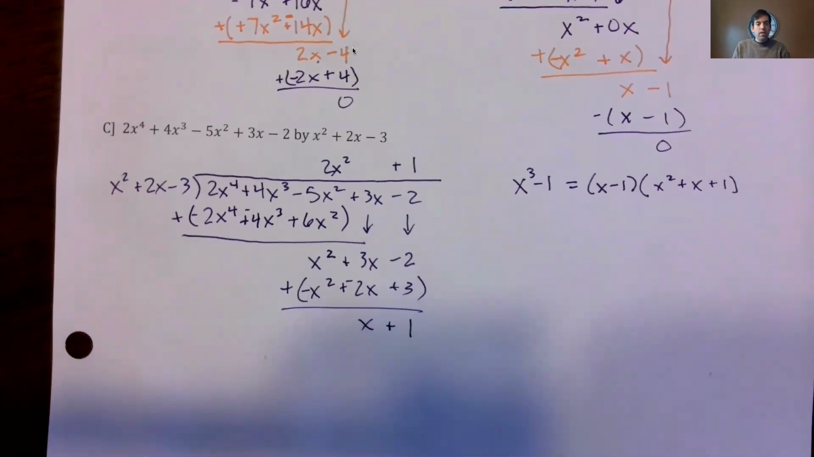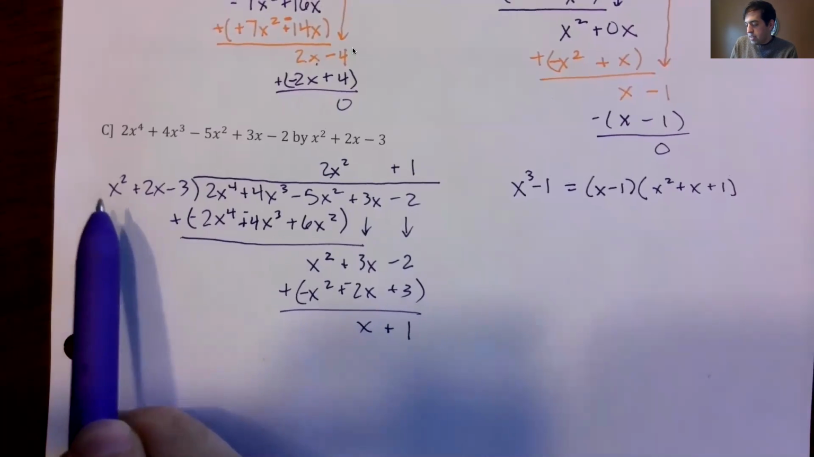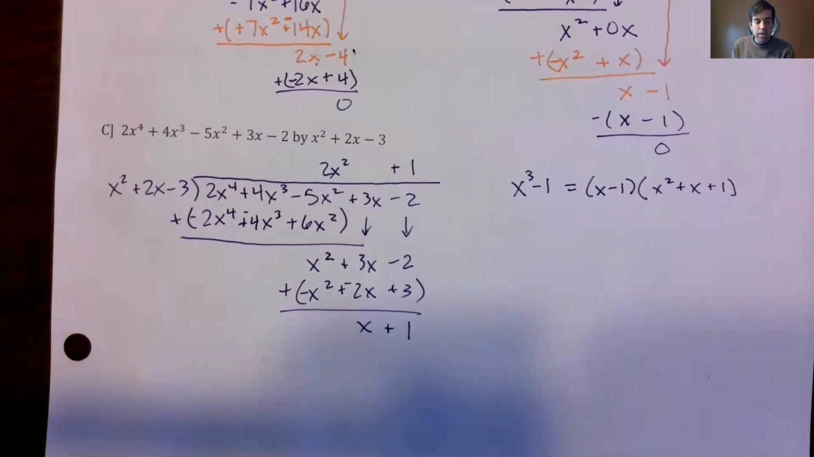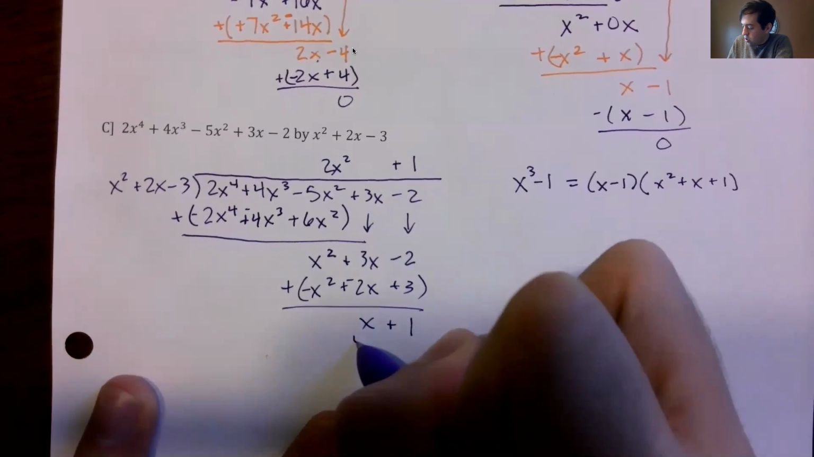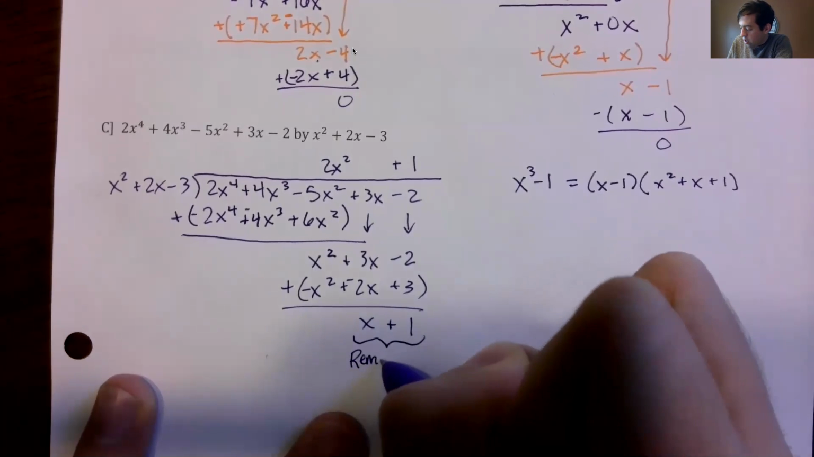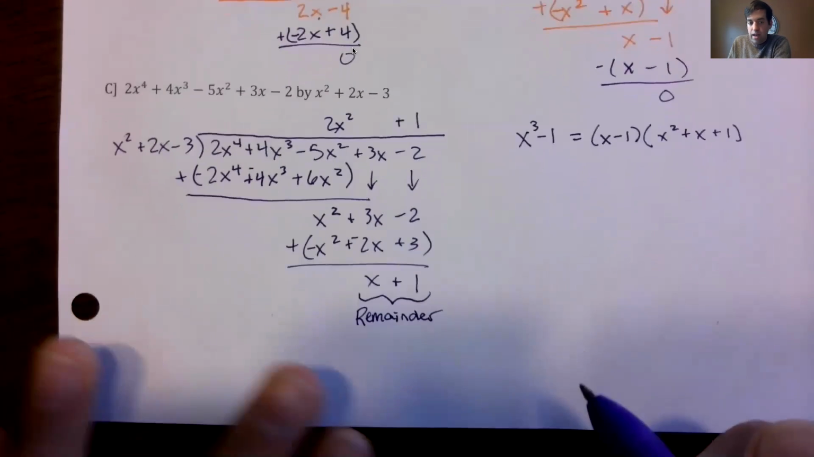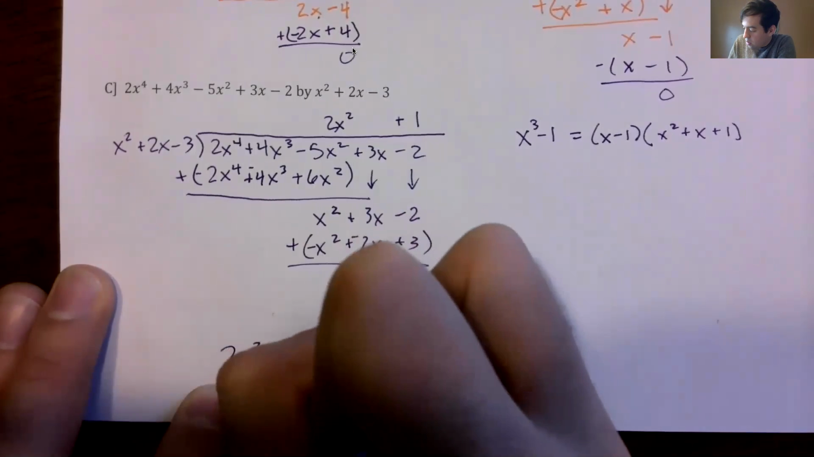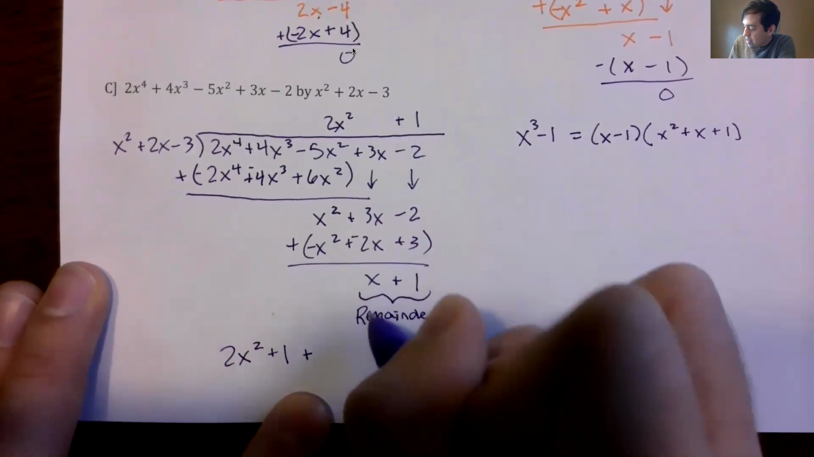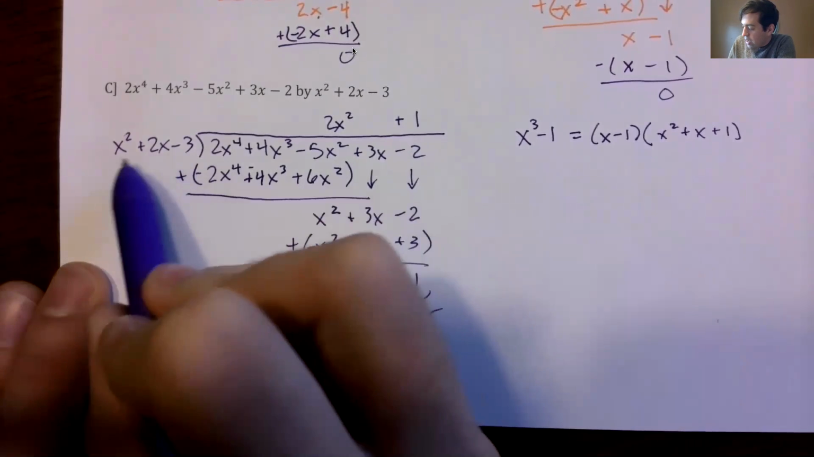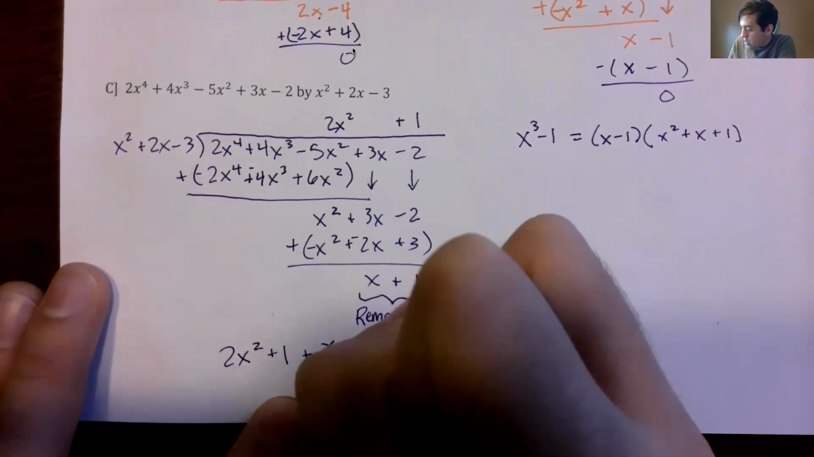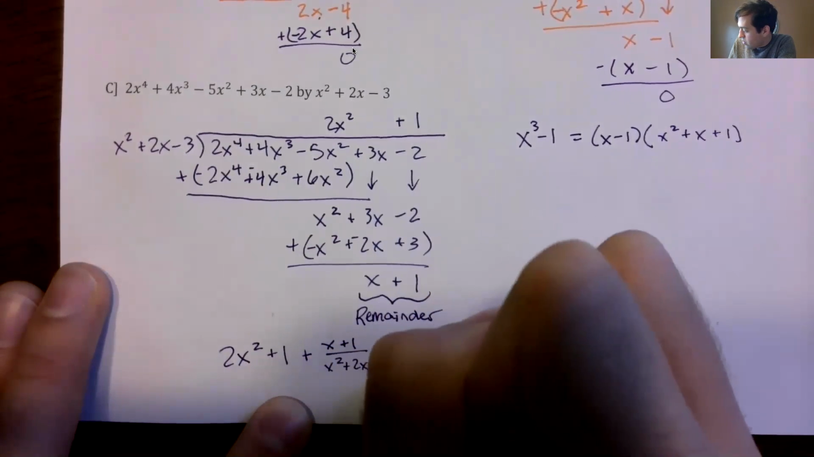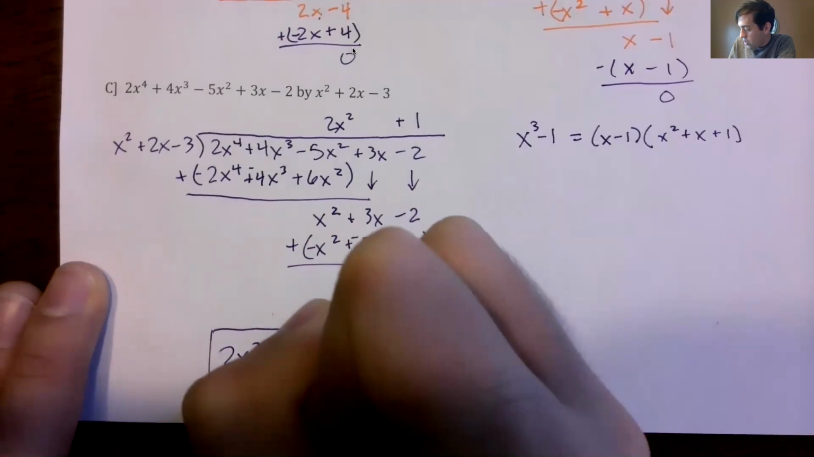All right, so we ran out of terms, and I can't say what times x squared gives me x. Nothing times x squared will give you x unless you consider kind of fractions, but we're not going to get into that. This is just what's left over. So this is our remainder. And so how we're going to write the final answer is to think about the quotient, 2x squared plus 1. And then we add the remainder divided by the original divisor, x squared plus 2x minus 3. So that's our final answer.